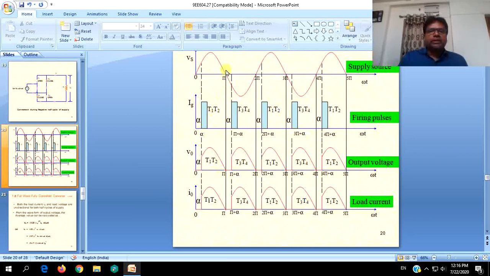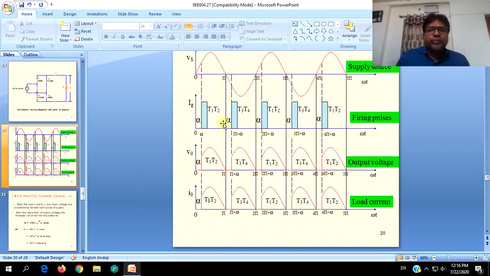And at pi, that is 180 degrees, the source changes from positive to negative. It crosses over the 0 voltage point, that is, it is becoming negative. Because of this negative voltage, T1 and T2 will be immediately reverse biased, or reverse voltage appears across T1 and T2. They will be turned off by natural commutation or line commutation.